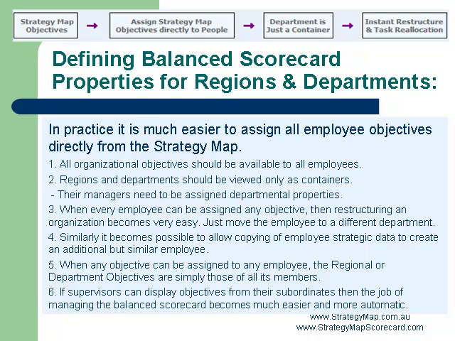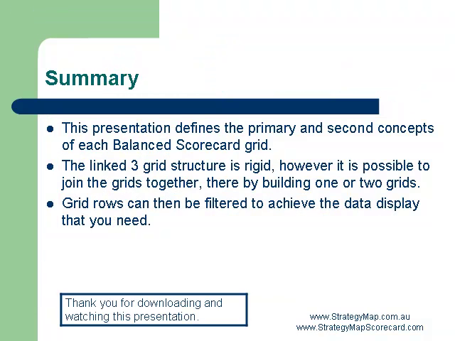When any objective can be assigned or reassigned to any employee, the regional or department objectives become simply those of its members. Furthermore, if a supervisor can automatically inherit objectives from their subordinates, then the job of managing the Balanced Scorecard becomes much easier and more automatic. Hence the academic view looks good, but in practice it makes life harder. It effectively prevents restructuring, and organisational readiness for change is reduced, which is the opposite of what was originally intended by the Balanced Scorecard academics.